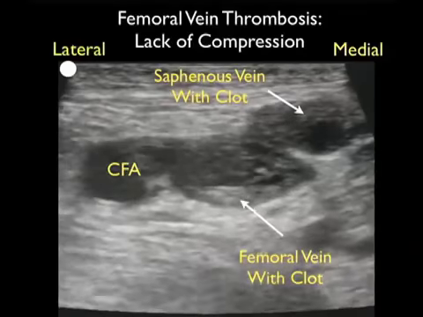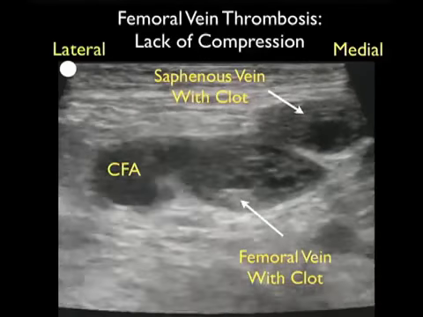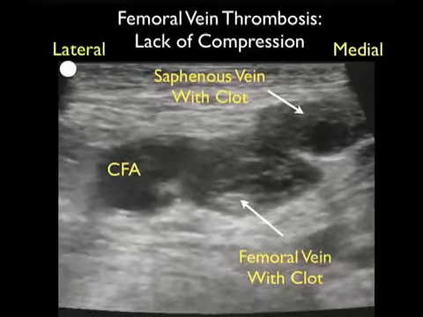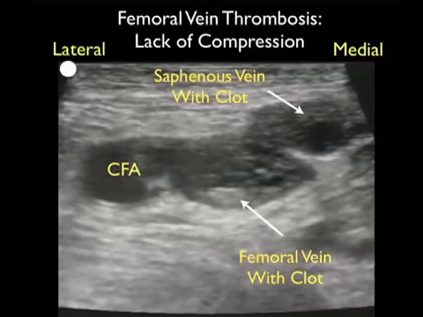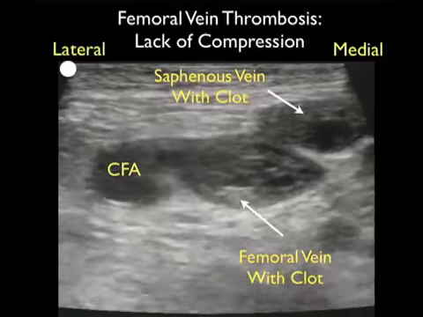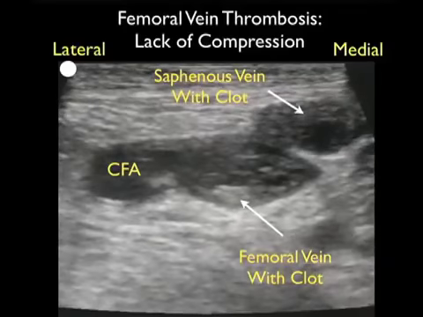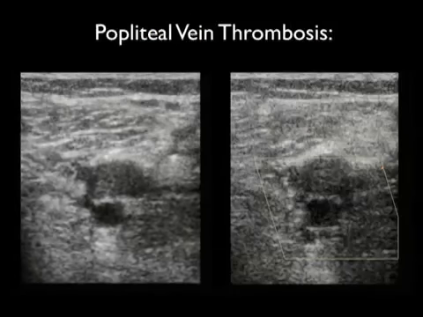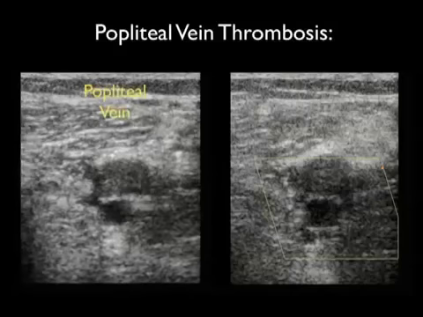Here we also see the saphenous vein towards the anterior part of the image above the femoral vein, also with clot formation, and we notice that the saphenous vein fails to compress down with probe pressure. Now let's move down the leg and look specifically at the popliteal vein.